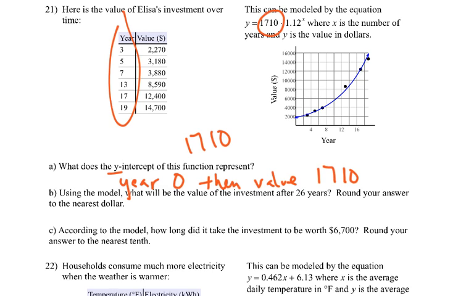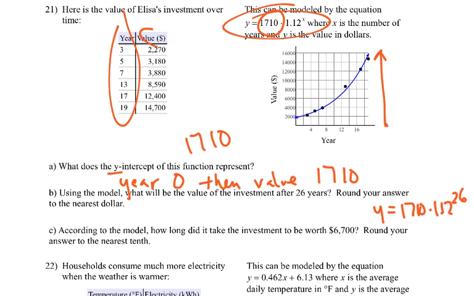So then using the model, what would be the value of the investment after 26 years? Well, a few different ways we can do that. We can look at these and try to estimate at year 26, it would be over here, what would be our y value. Or we can take our equation and plug in 26 for x, and then just using a calculator, we figure that out. So notice here that we have an exponent. So I'd go 1710 times 1.12, and then I would raise that to the 26th, and it gives me this number.